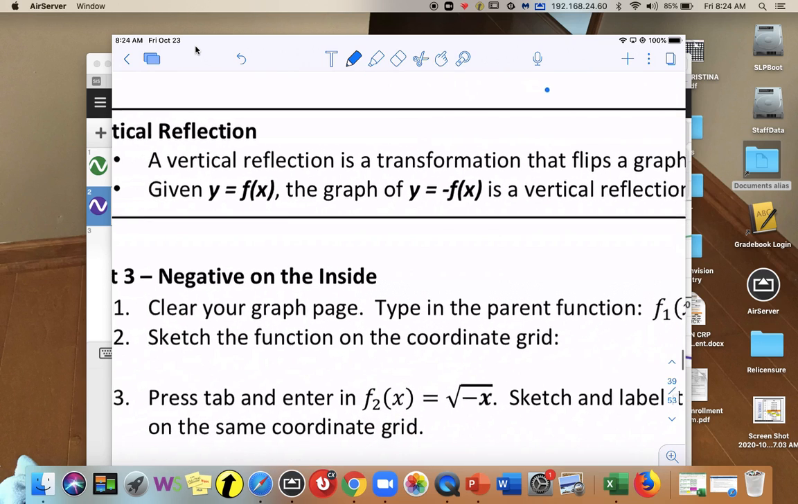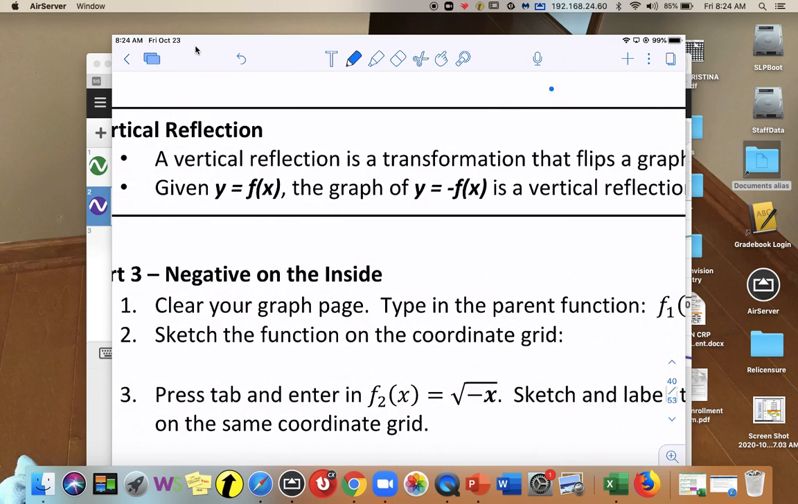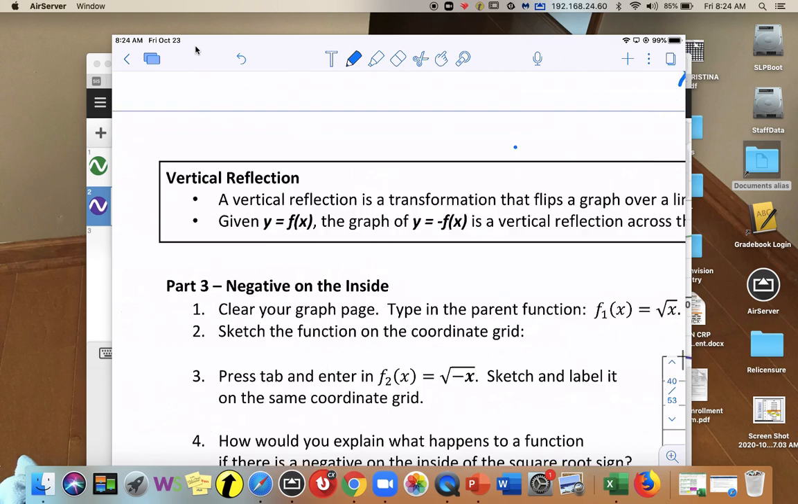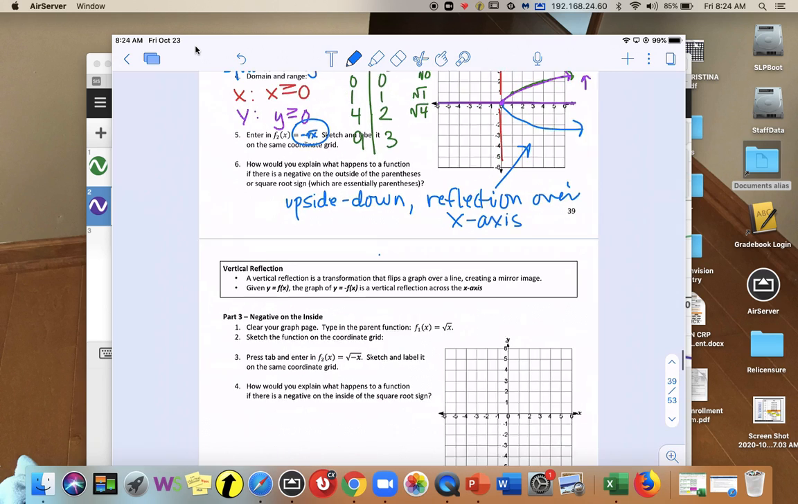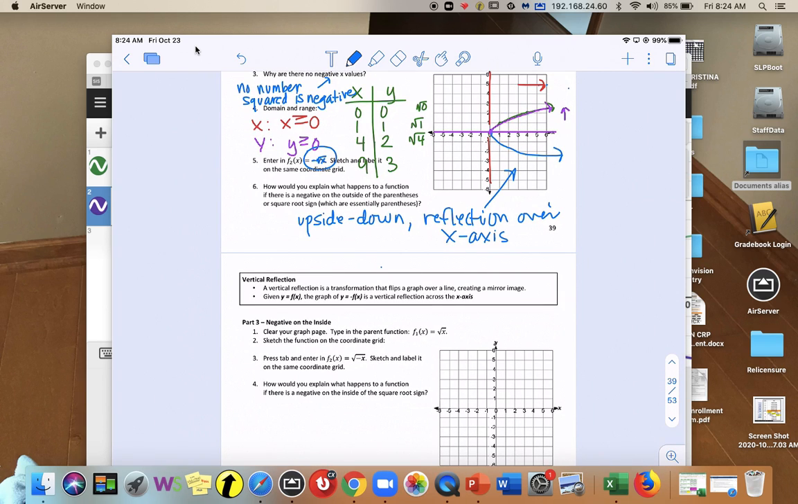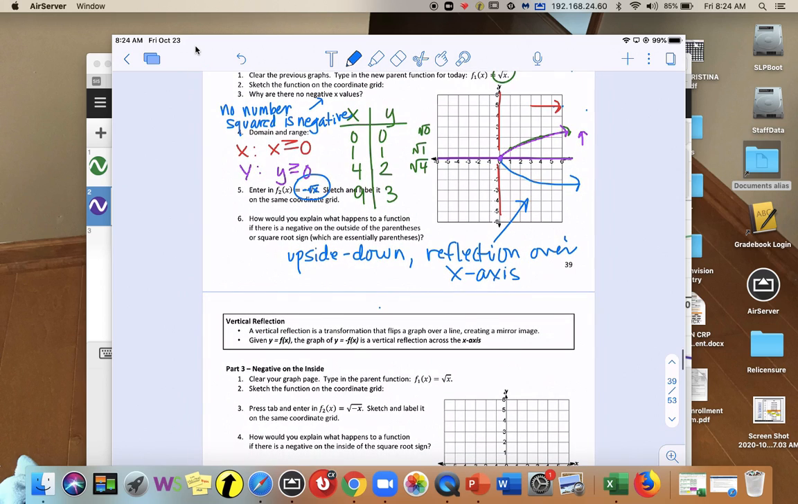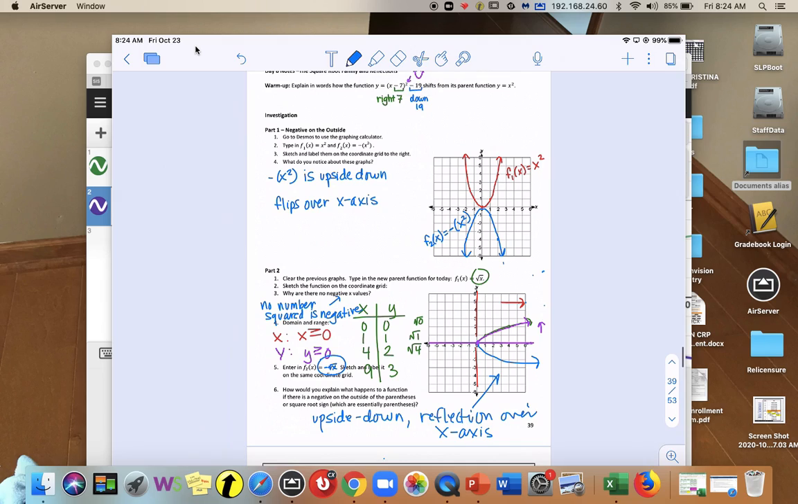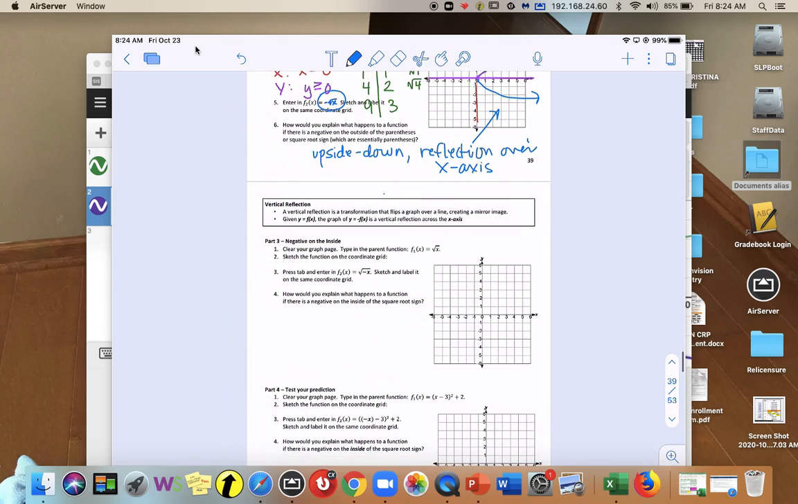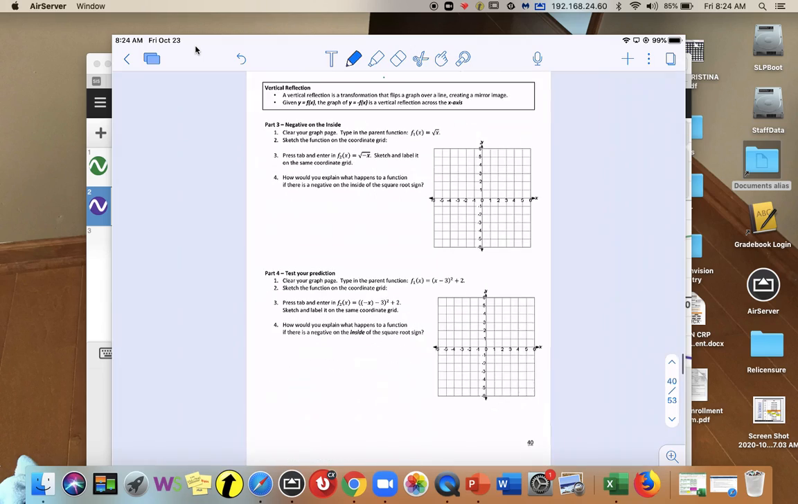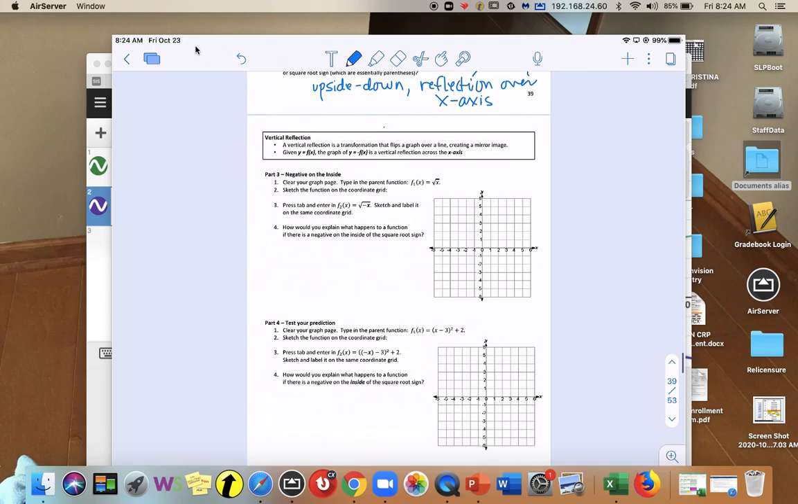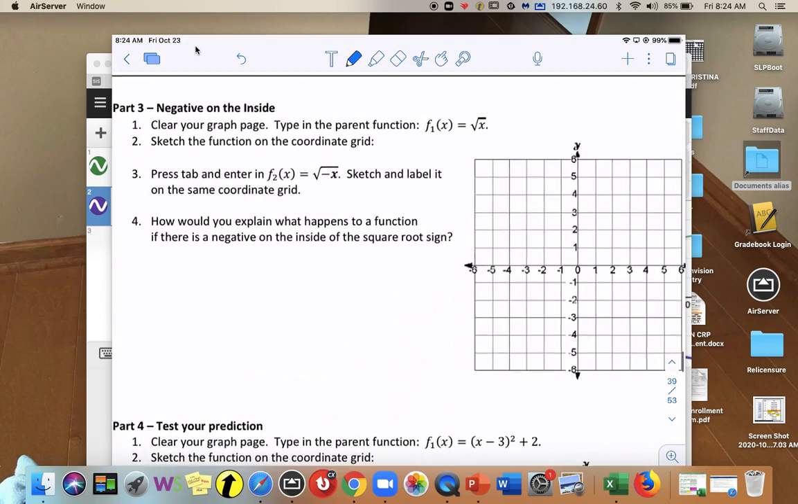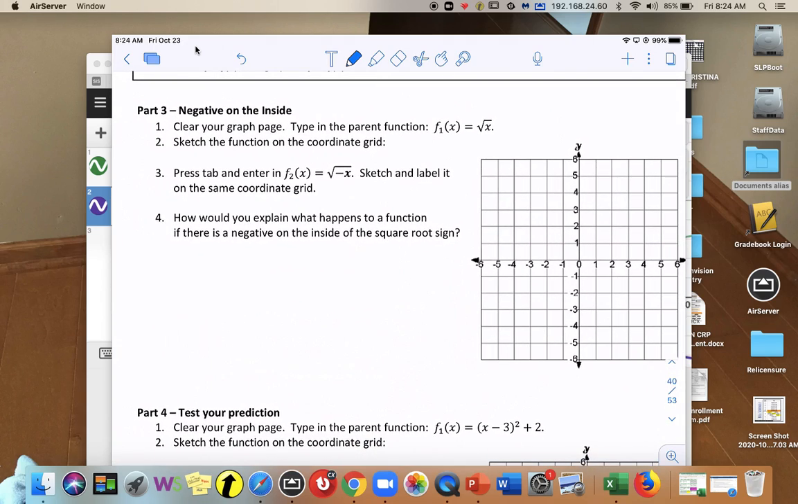So it says, given any graph, y equals f of x, so any function, the graph of negative f of x, so the negative is on the outside, is a vertical reflection across the x-axis. So vertical means it flips up and down, right? One's up, one's down. And then over the x-axis, we see that in our first two cases. Okay, so part 3, I think we have 4 parts today and then some practice. So part 3 is what happens if there's a negative on the inside of the parentheses or on the inside of the square root sign.